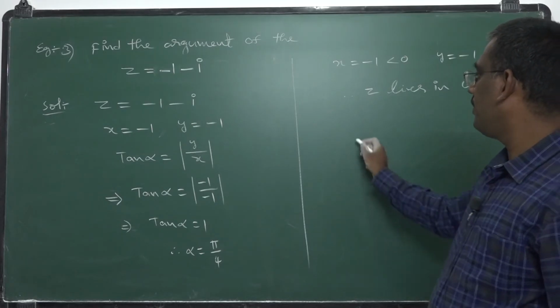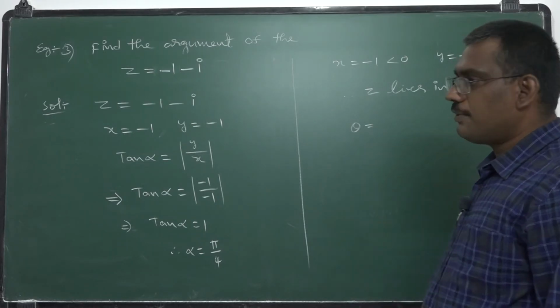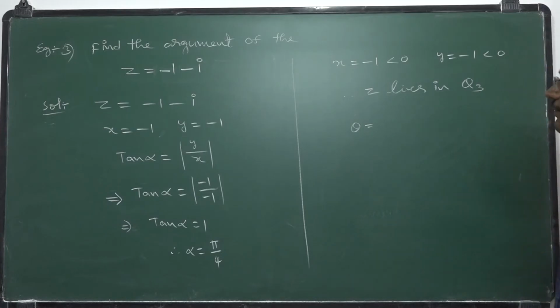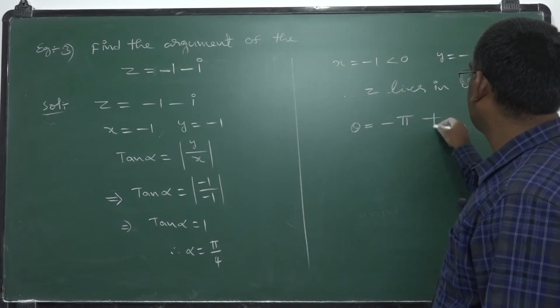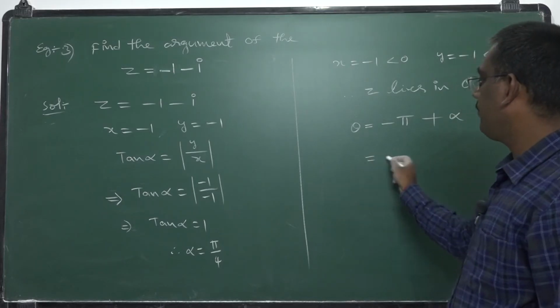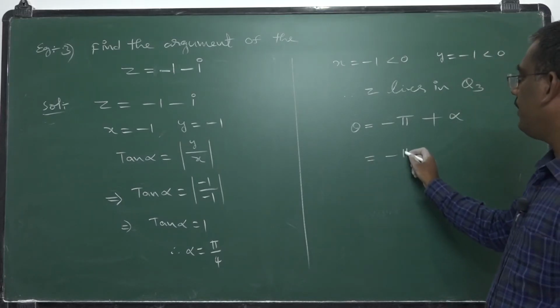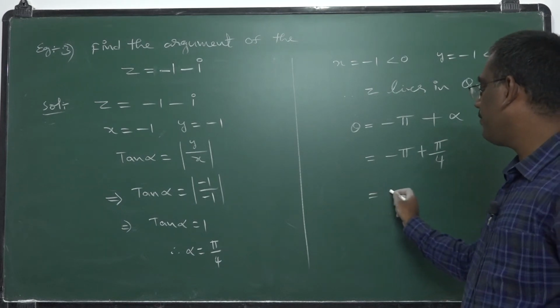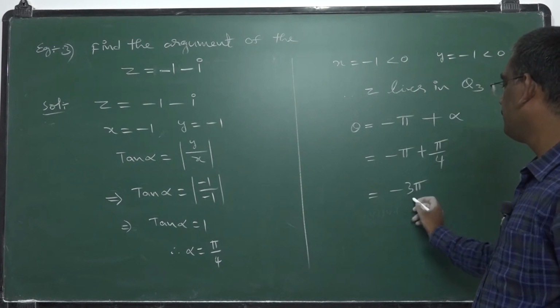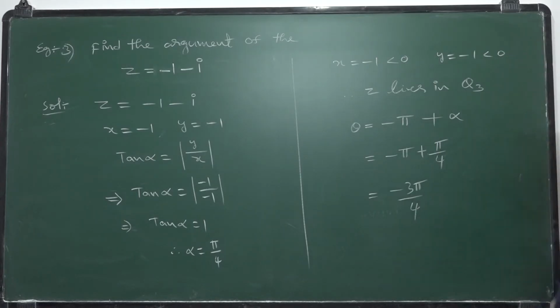In the third quadrant, for finding the principal argument of a complex number, we use the formula minus pi plus alpha. So minus pi plus pi by 4 is equal to minus 3 pi by 4. Therefore the principal argument of the complex number z equal to minus 1 minus i is minus 3 pi by 4, right?